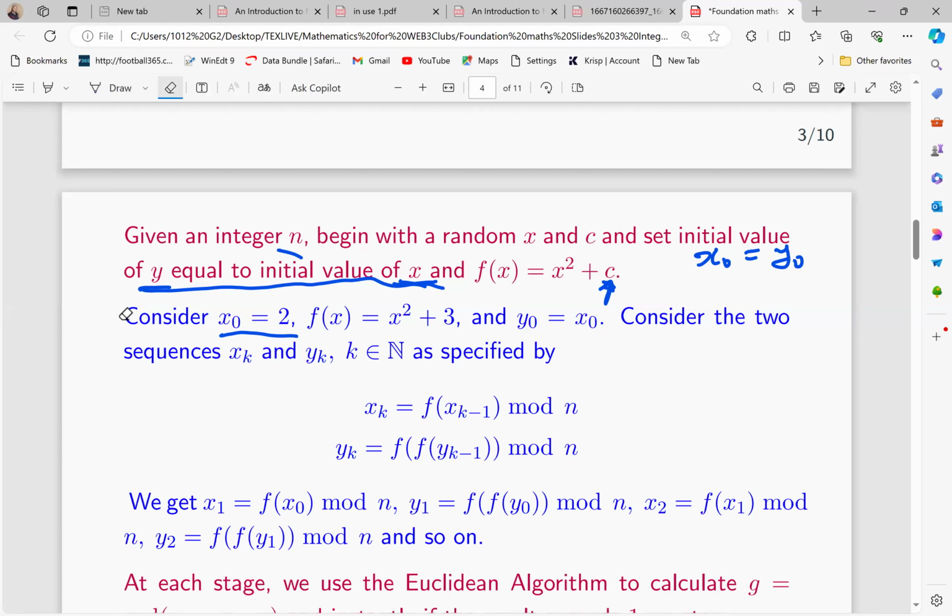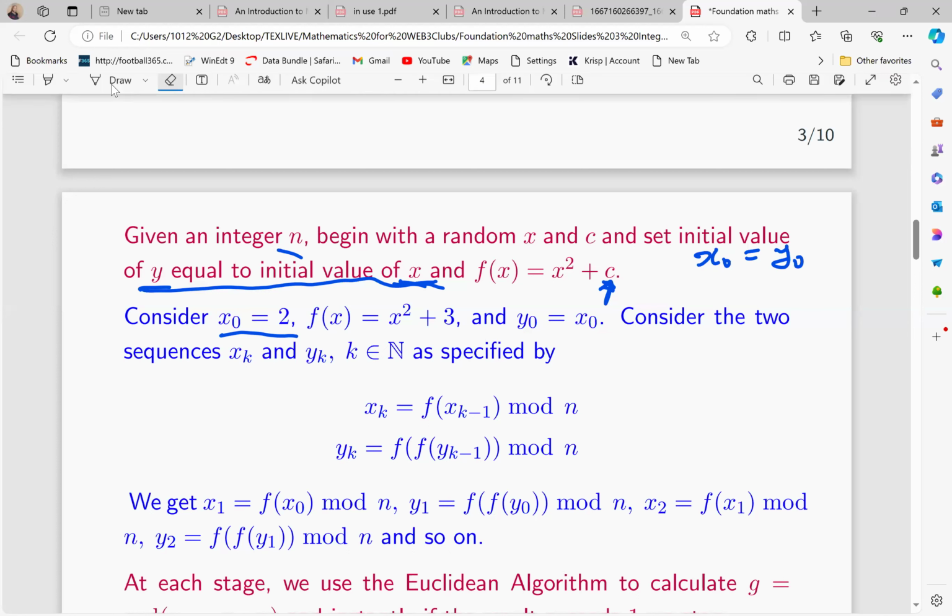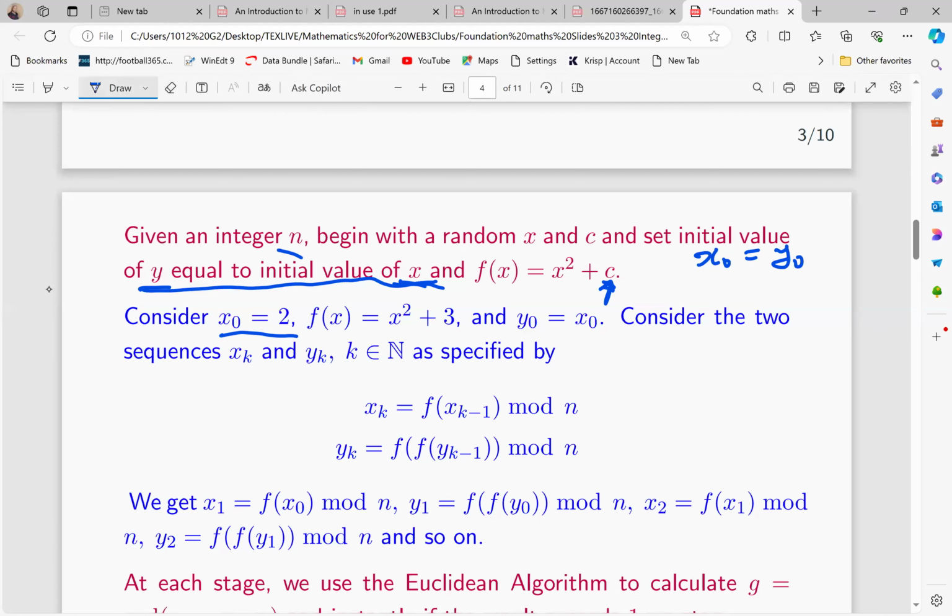So what we do, we get x1, then get y1, get x2, then get y2, get x3, and then y3 as we proceed. Every time you get x and y, find the GCD. And what GCD are we finding? Let me create some space here so that you can see what we are doing.